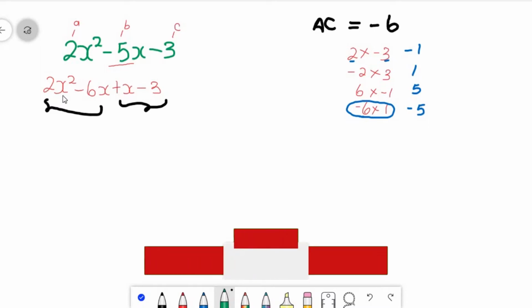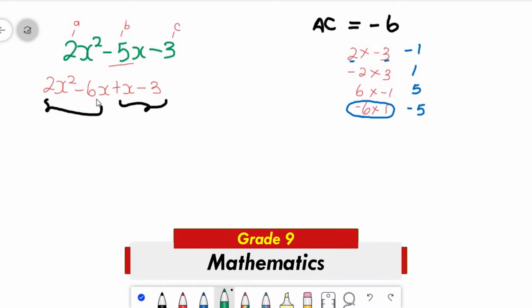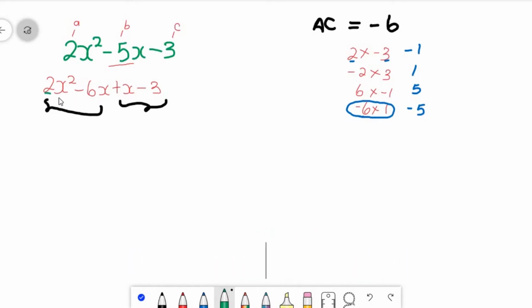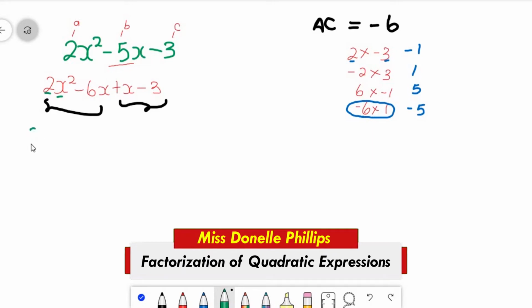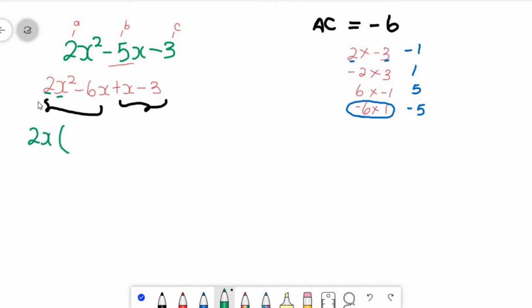So let's look at 2x squared and minus 6x. What is common? The 2 and the x, so we put it outside. Open bracket. 2x into 2x squared, we have x. And 2x into negative 6x, we have negative 3.